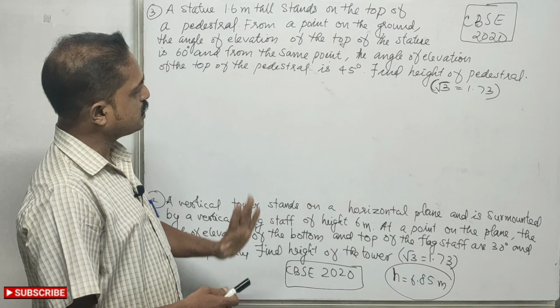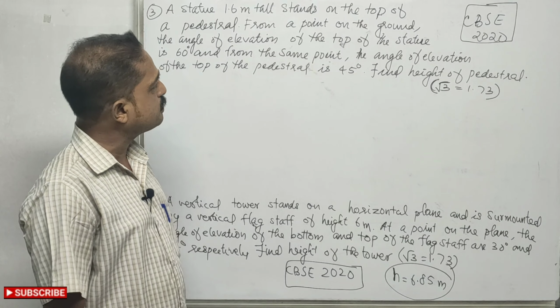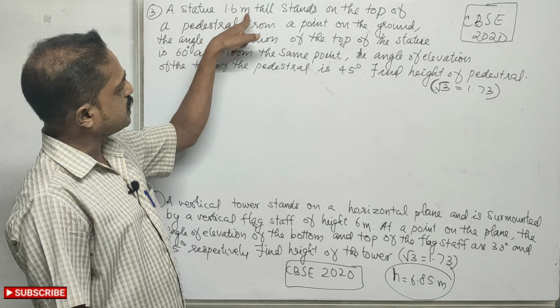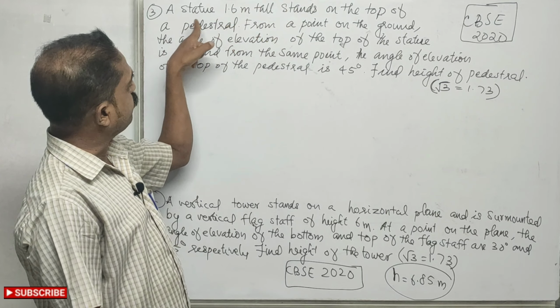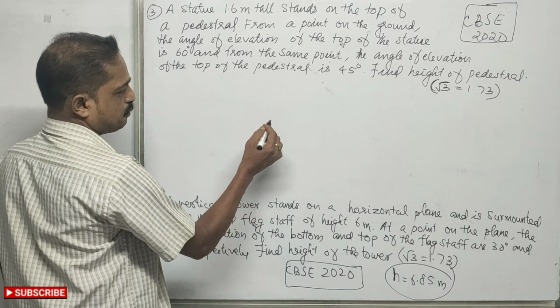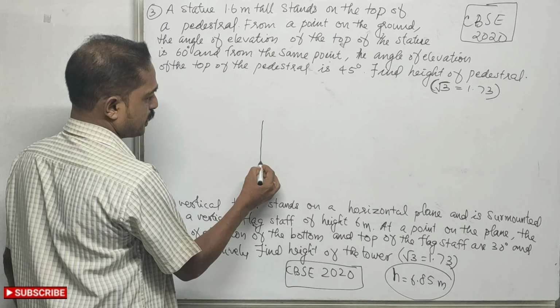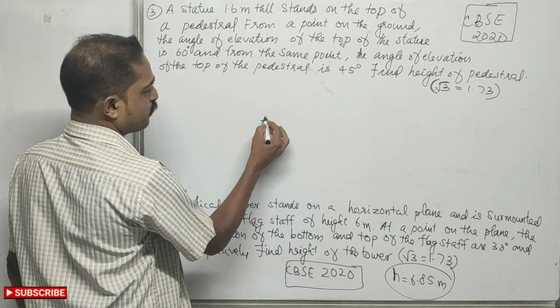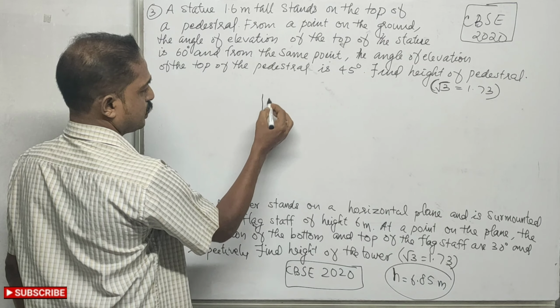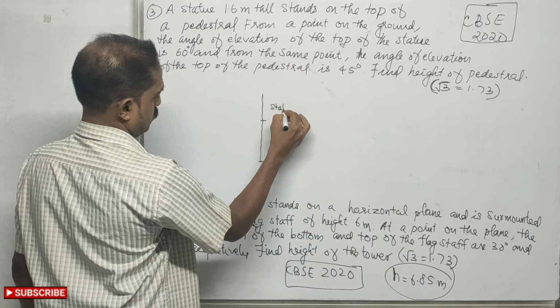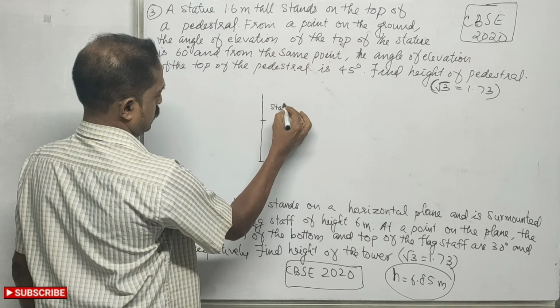See, first of all, let us try to draw a rough figure for this problem. A statue 1.6 meter tall stands on the top of a pedestal. So we have got a pedestal. Let us assume that this is the pedestal, and on the top of the pedestal there is a statue. So this is the statue, and this is the pedestal.